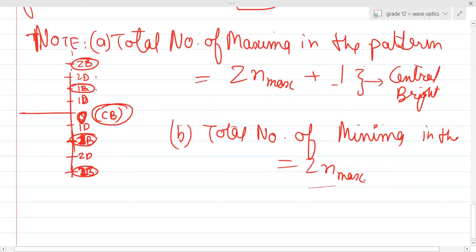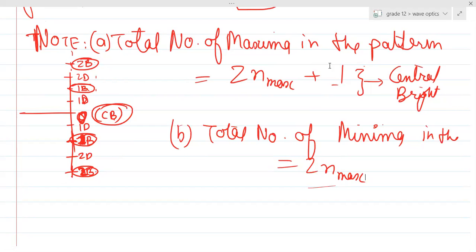Guys, is it clear? Sir, can you repeat why there is no plus one? Because there is no central dark with a plane wavefront, right? When the incident wavefront is plane, there is no central dark. Always there is a central bright. So to count the number of maxima, you need to add the central bright as well. So that's why. Okay, sir.